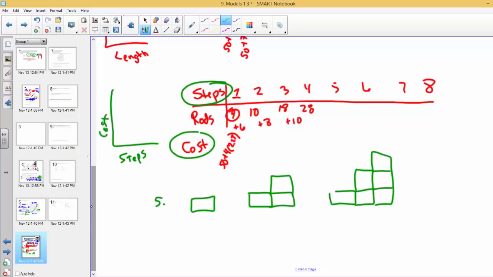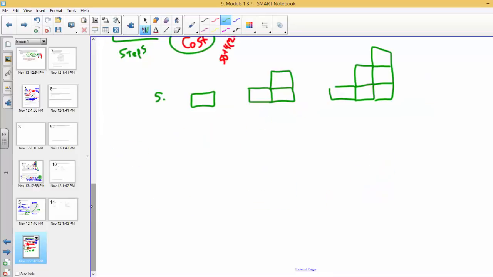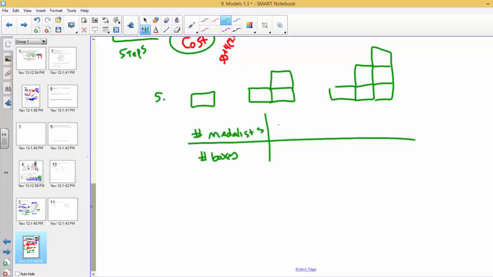So, the table that you're looking at, you're going to have to flip the page over now, is number of medalists and number of boxes. So one medalist has one box. Two medalists would be right here. Here's one person standing getting their medal. Here's the other person. So they have 3 boxes. 3 medalists have 6 boxes.